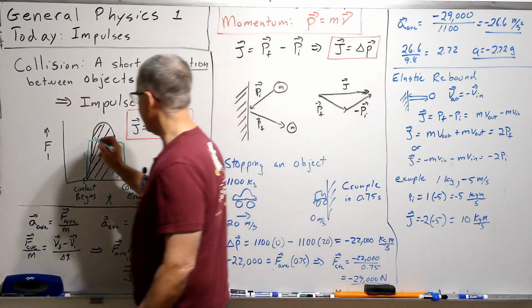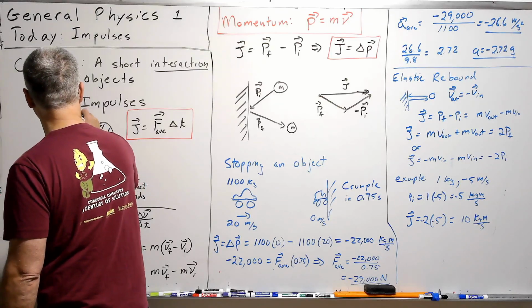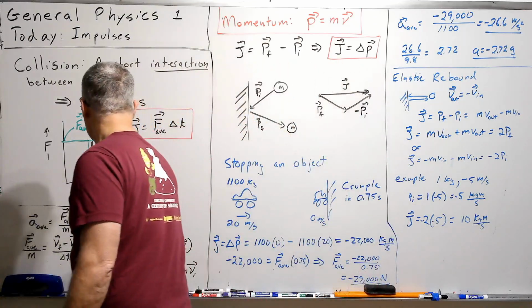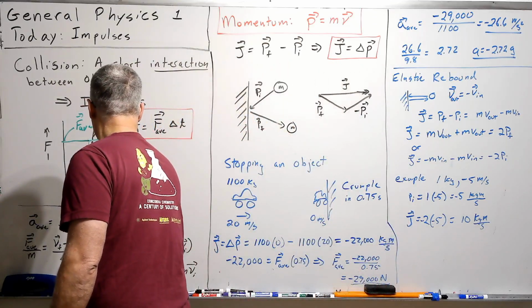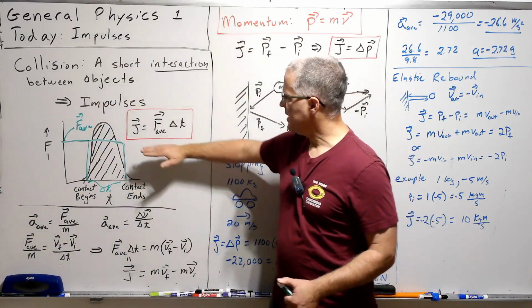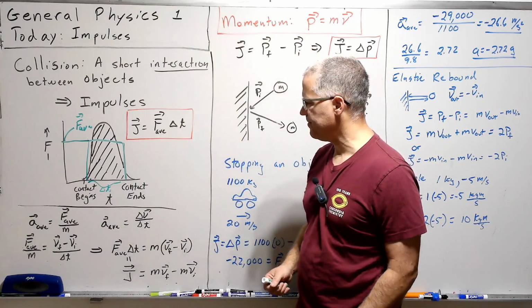Then we define this as the average force, and this distance as the interaction time, the delta t there. And that defines what an impulse is from a force and time perspective.